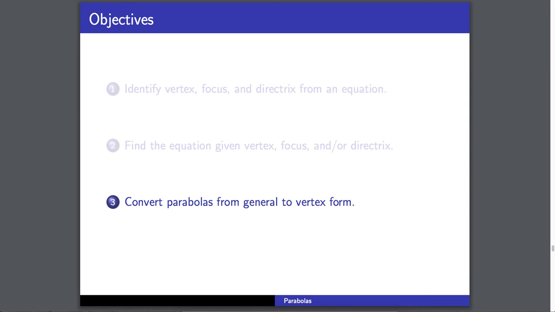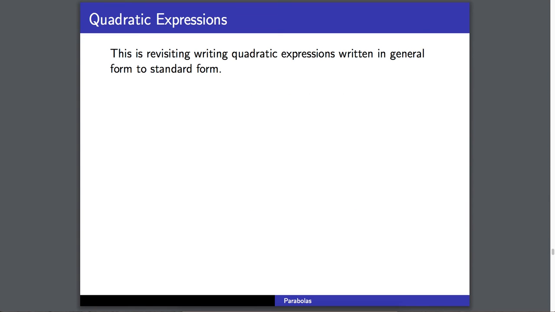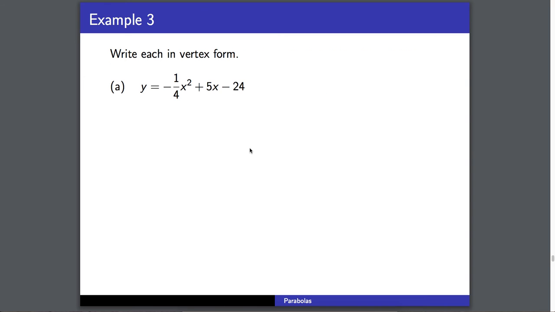All right, in this video we're going to look at converting parabolas from general to vertex form. And this is revisiting our section on writing quadratic expressions, going from general to standard form. In many courses, you'll learn a technique known as completing the square to solve the problems that we're going to look at. However, we're going to use the techniques from quadratic expressions to get the same result. So if you hear or see the phrase completing the square, that's what we're essentially going to be doing here.